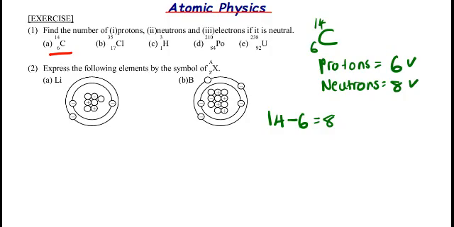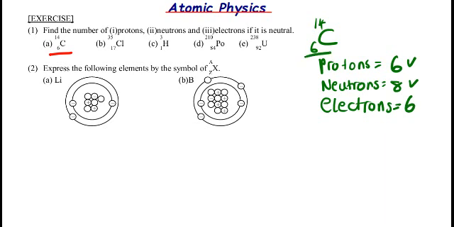Now since they have said that if it is neutral, as you can see, all these atoms that we have are neutral atoms. Therefore, the number of protons is equal to the number of electrons in the shells of an atom. So which simply means that the number of electrons there will be 6 as well, because it is a neutral atom. This same number also represents the number of electrons only if the atom is neutral. So for the fact that this atom is neutral, therefore we have 6 electrons.